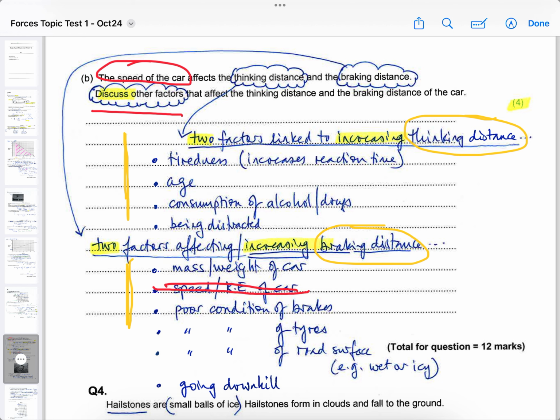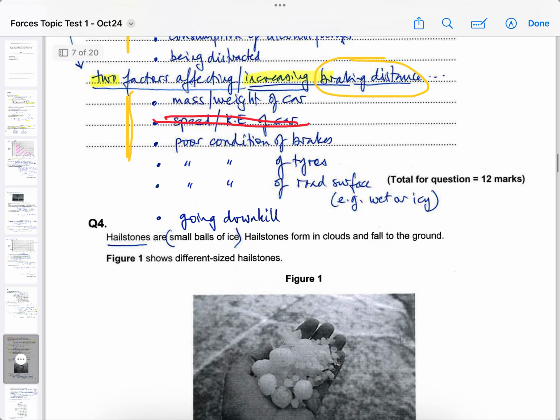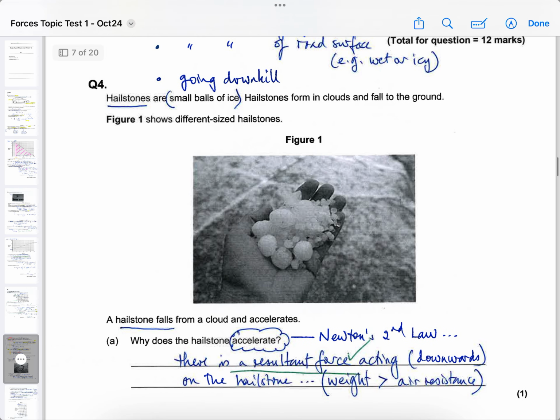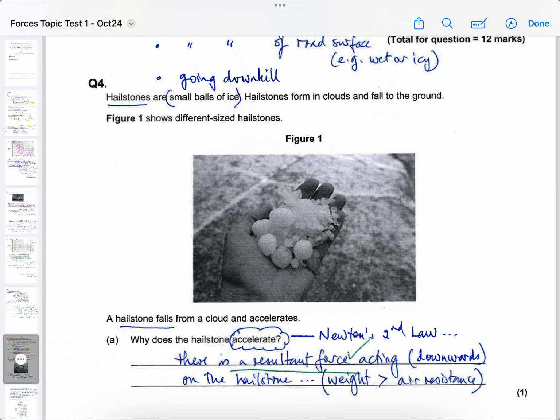Poor condition of tires. So don't just put condition of tires. Put poor condition of tires, poor condition of brakes, poor condition of the road surface. For example, if it's wet or icy, these are things that will increase braking distance. So make sure you have 100% clarity. Show the examiner you know what you're talking about. Question 4 is about a hailstone. Oh, you could have put going downhill in the last question as well. That could affect the braking distance.